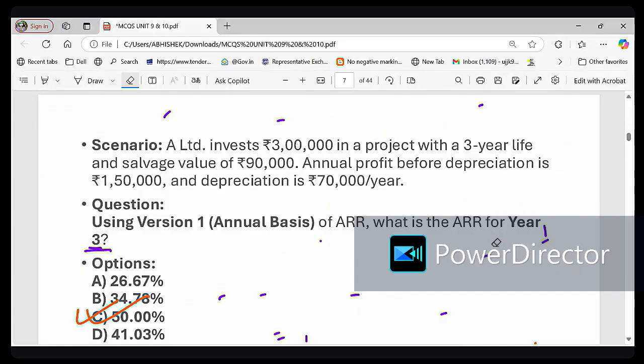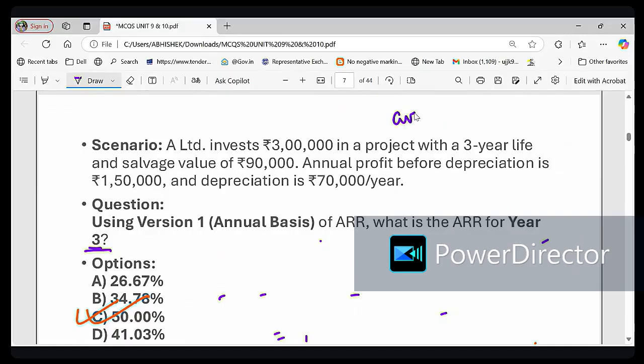Salvage value is given. Annual profit before depreciation is given. And you have to calculate the ARR using average investment. See the wording. Wording is very much important, right? So this version is a bit more realistic than the previous one because it considers the declining value of the asset over time. It takes into account that the project's initial investment reduces in value over its life because the company expects to sell it for a salvage value at the end.